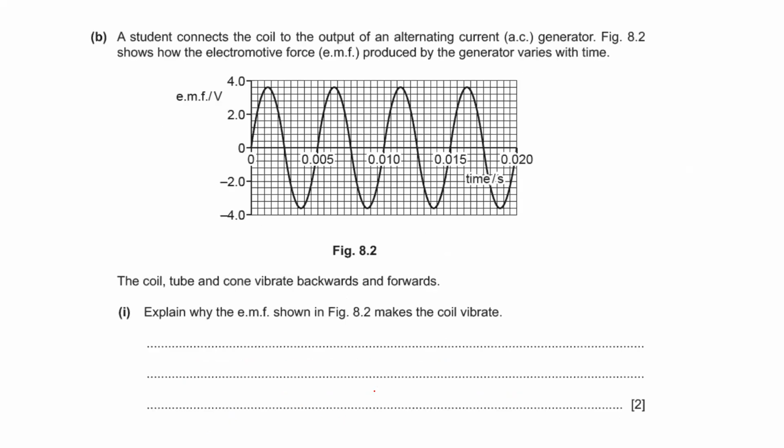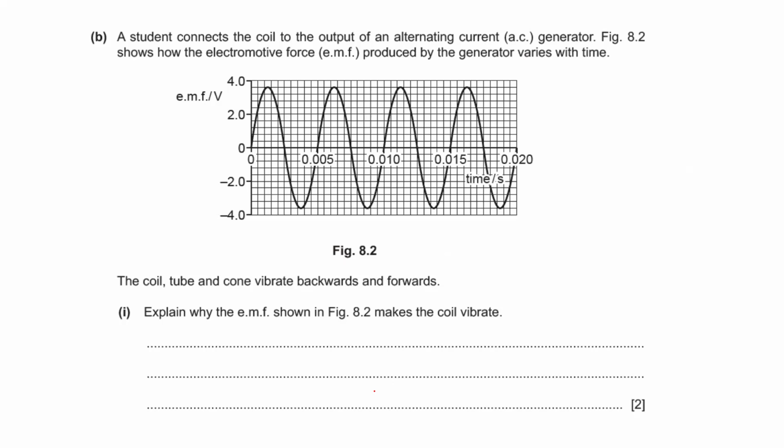Then part B says the student connects the coil to the output of an alternating current generator. Figure 8.2 shows the electromotive force produced by the generator with time. The coil, tube, and cone vibrate back and forward. Explain why the EMF shown in figure 8.2 makes the coil vibrate.